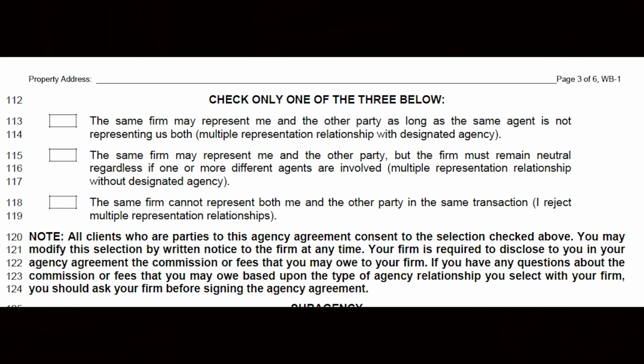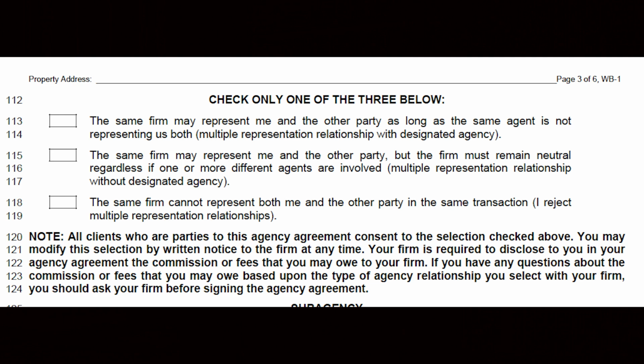A client designates their multiple representation relationship preference on approved forms where the client selects one of 3 boxes. The first box allows designated agency if the same agent doesn't represent both parties. This is multiple representation with designated agency. The second box authorizes the firm to represent both parties, but requires the firm to be neutral. This is multiple representation without designated agency.